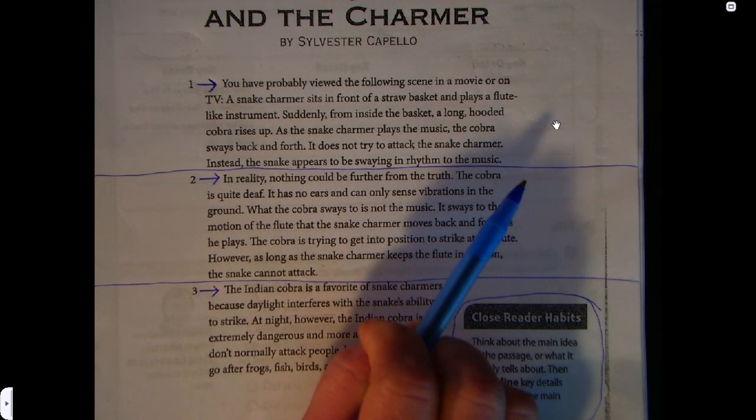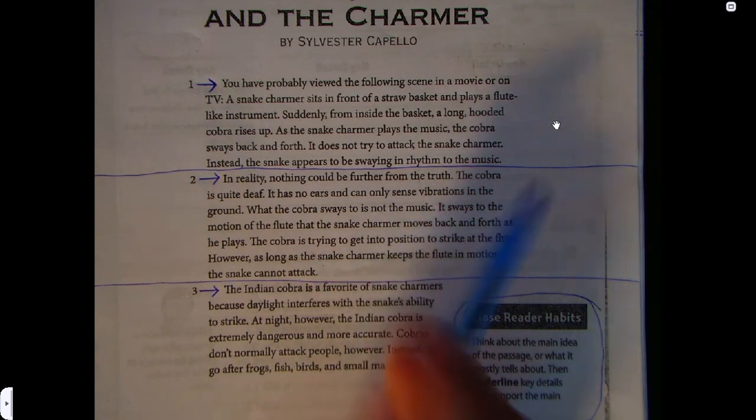Now, I want to point something out to you guys that we haven't really discussed quite yet, but it's going to come into play quite often, especially in writing class. This is called an introduction.